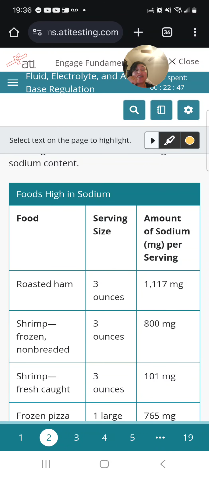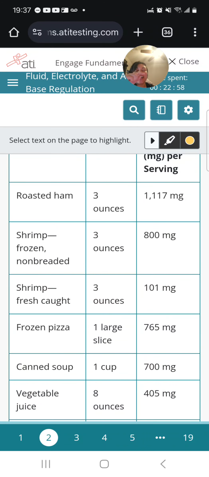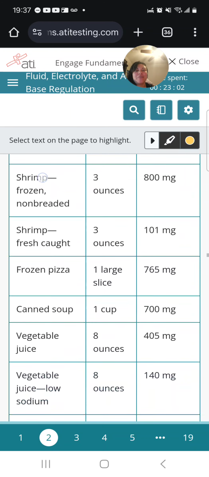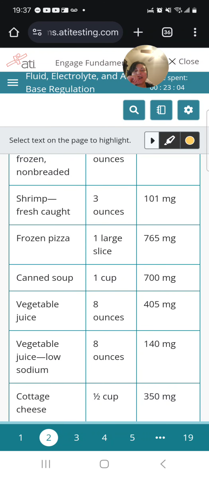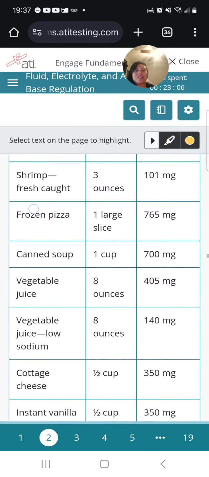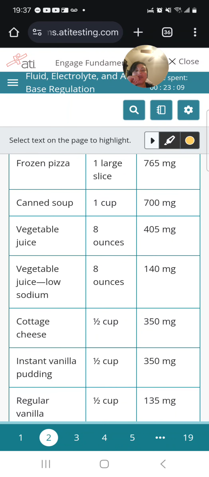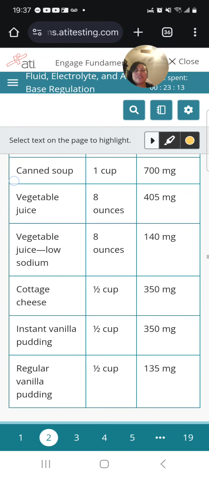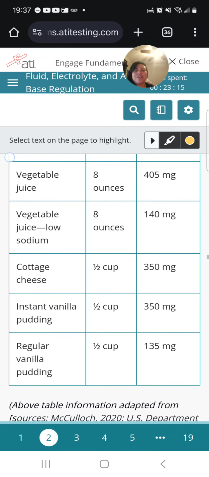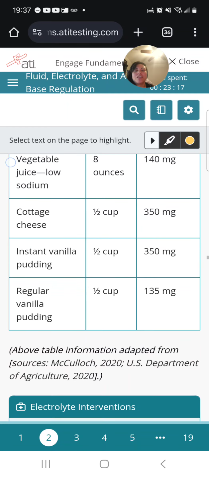The foods highest in sodium: roasted ham, 3 ounces has 1,117 milligrams. Shrimp has high sodium too: frozen non-breaded, 3 ounces, 800 milligrams. Frozen pizza, 1 large slice, 765 milligrams. Canned soup is 700 milligrams. Vegetable juice, 405. Cottage cheese at 350.